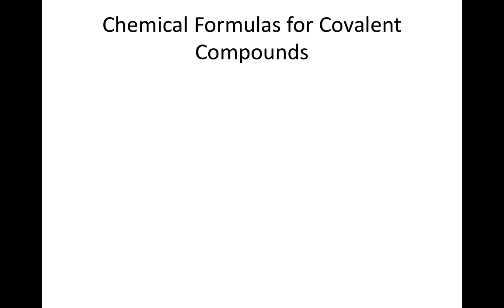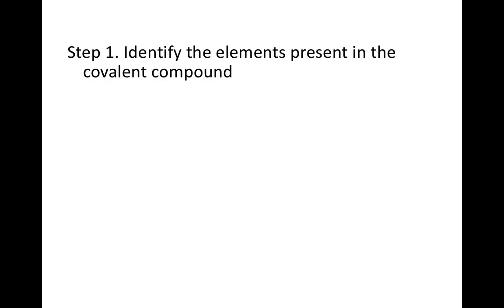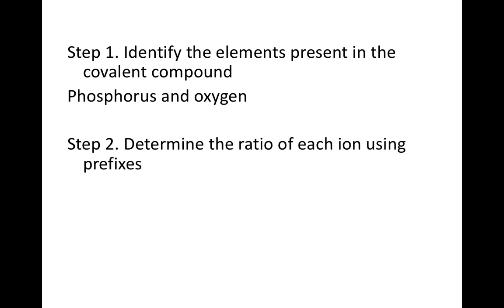Okay, next, writing chemical formulas for covalent compounds. Example, write the chemical formula for diphosphorus pentaoxide. Step 1, identify the elements present in the covalent compound. So it's phosphorus and oxygen. Step 2, determine the ratio of each element using prefixes. So it's 2 phosphorus and 5 oxygen.